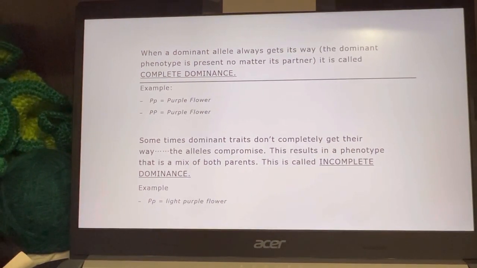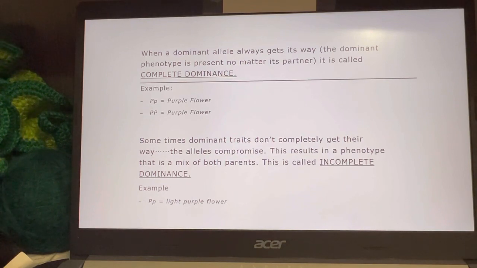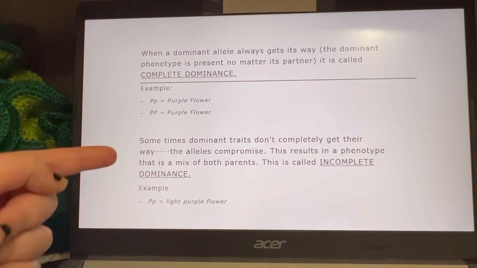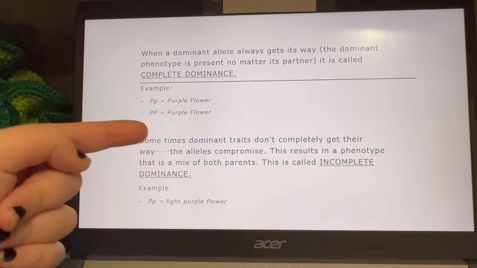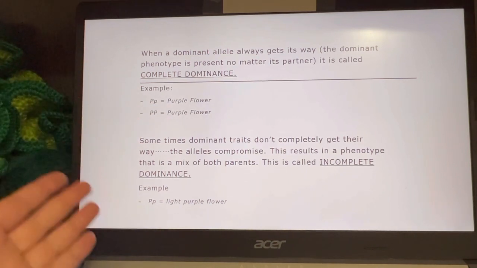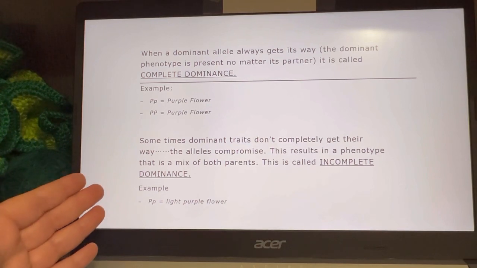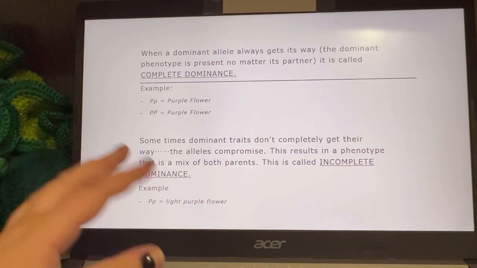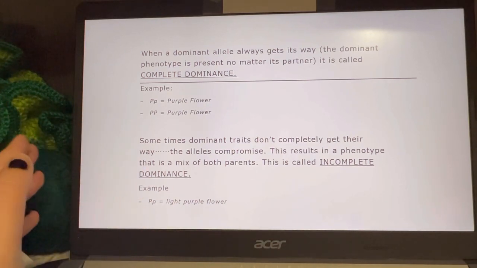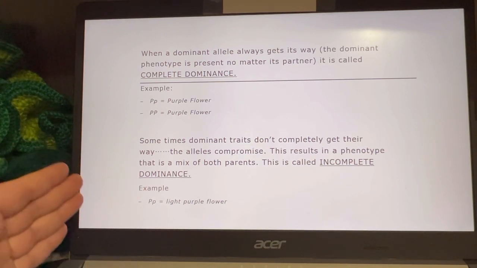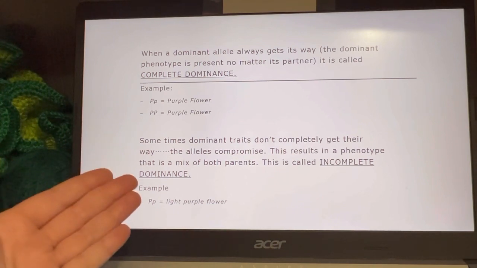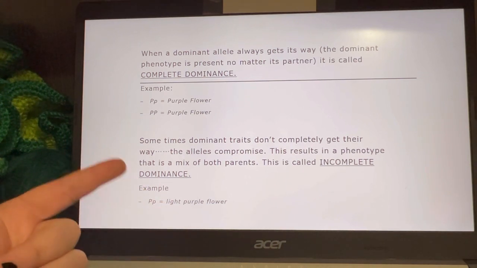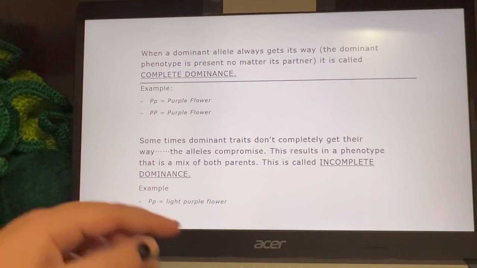So when a dominant allele always gets its way, so the dominant phenotype is present no matter its partner, it is called complete dominance. So for example, uppercase P and lowercase p will code for a purple flower, as well as 2 uppercase P's. Sometimes dominant traits don't completely get their way. The alleles compromise. This results in a phenotype that is a mix of both parents. This is incomplete dominance. So for example, if we had an uppercase P and a lowercase p, and that resulted in a light purple flower, that is an example of incomplete dominance.